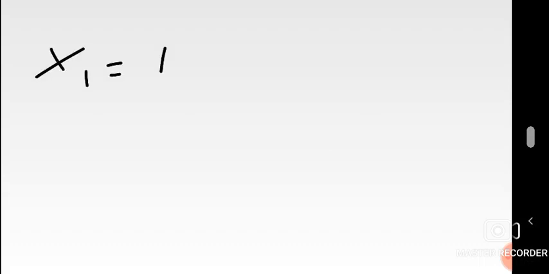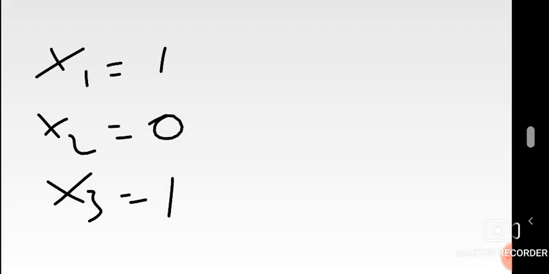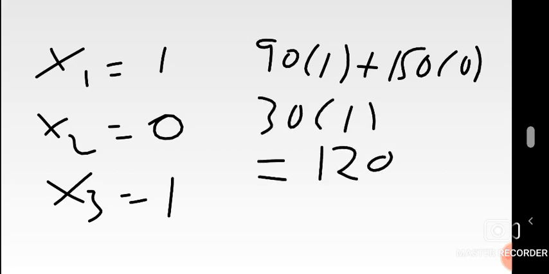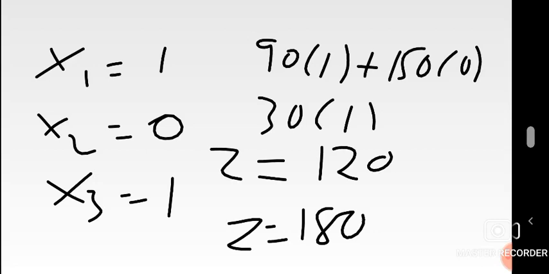Test the other one which we produced at the end. x1 was 1, x2 was 0, x3 was 1, right? Test the z also here. For x1 we had 90 in the objective. x2 we've made 0, so it's 150 by 0, then 30 by 1, therefore 120, right? Remember, we're maximizing. Which z do you go for? Therefore we go for the largest z, which was z of 180.